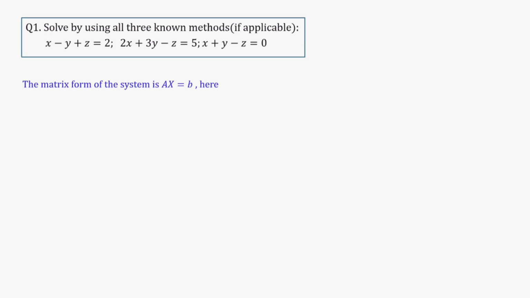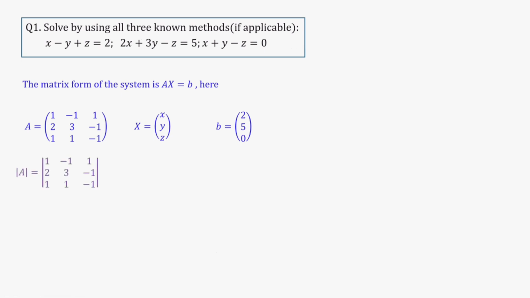First we'll write this system in the matrix form AX equals B. In this case, A is this matrix from the coefficients. We will get 1, minus 1, 1, and then 2, 3, minus 1, and 1, 1, minus 1. And then we will have the matrix X, the variables x, y, and z. Then we will have the matrix B, which is the non-homogeneous part, the constants 2, 5, and 6.